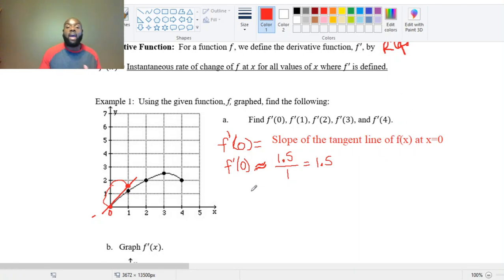So I'm going to do that for f prime of 1. I'm just going to write it down, and I'm actually going to do this one in a different color so that our graph won't get so messy.